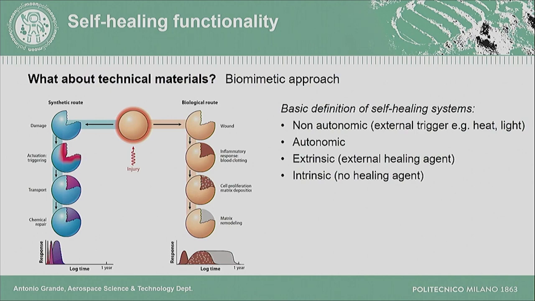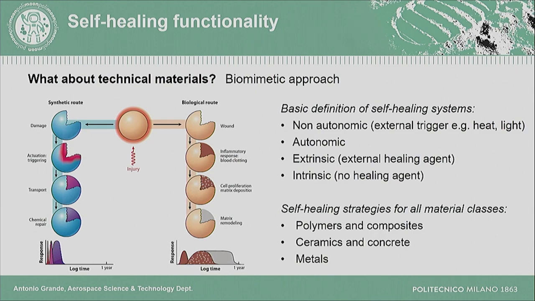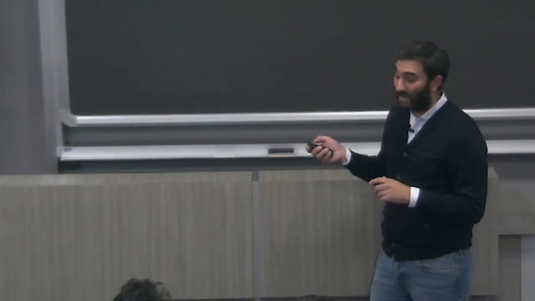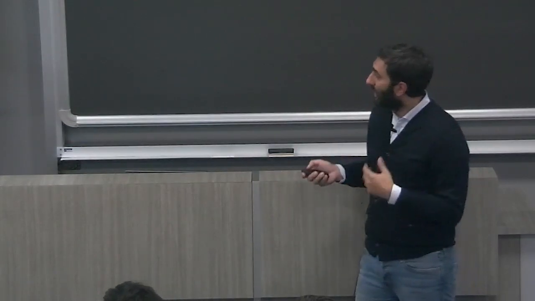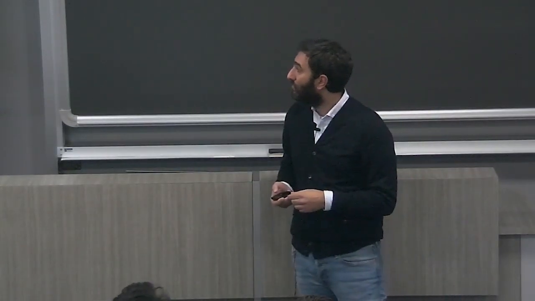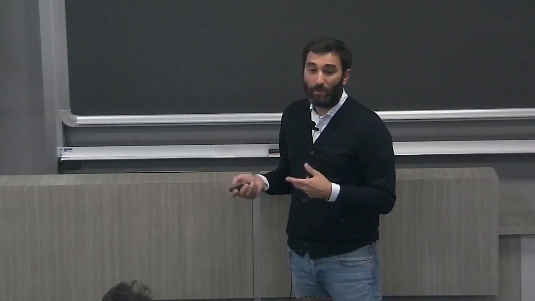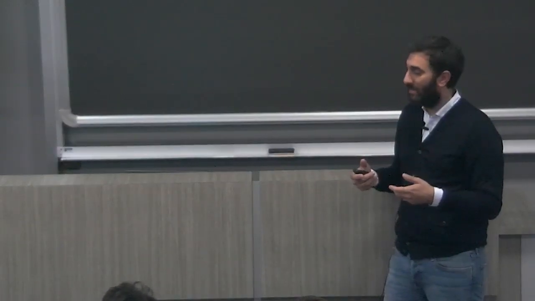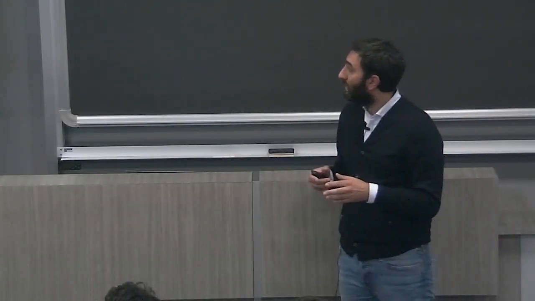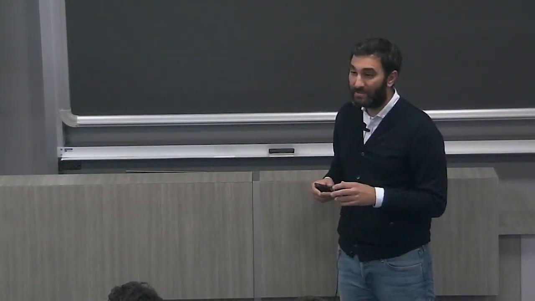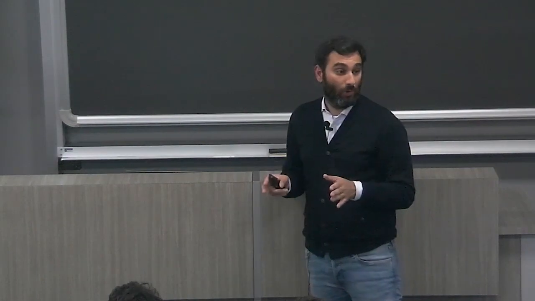These kinds of approaches are actually implemented in all classes of materials, ranging from polymers to ceramics and metals. For our application, polymers are the most promising, because they give enough flexibility to design a self-healing system, and also have the right healing performance in the range of temperature that we want.